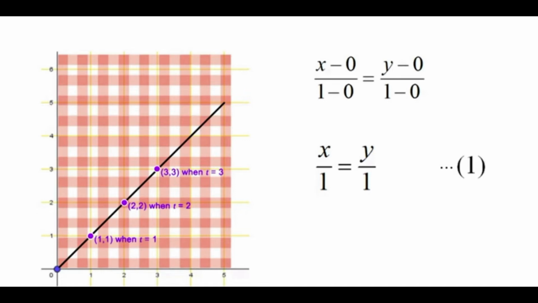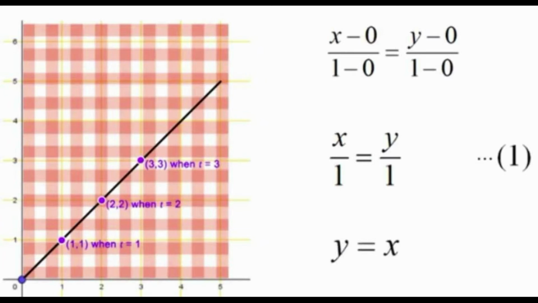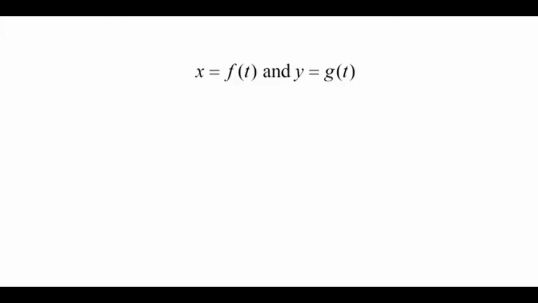Hence, equation of the line joining ordered by 0, 0 and ordered by 1, 1 is y is equal to x. Hence, the path on which the ant moves in the tablecloth can be expressed by the Cartesian formula that expresses y directly in terms of x. Now, we are going to express the path of the movement of ant by expressing both x and y coordinates as functions of time t. This is by describing the path with a pair of equations x is equal to f of t and y is equal to g of t.